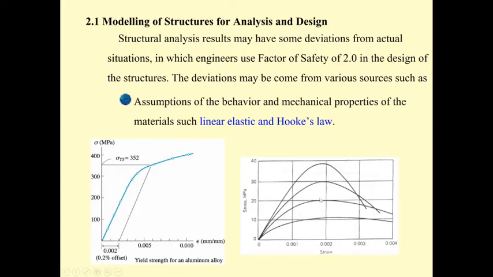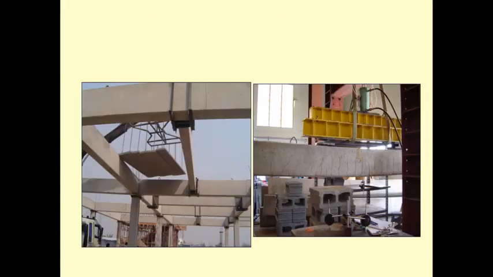The same thing for the concrete. We don't use the ultimate stress of the concrete in the design. We may use only half of that, that is about 20. And you can see from this curve it is linear, right? So the main assumption is that the behavior and mechanical property of the material is linear elastic and follows Hooke's law. That means the stress is proportional to the strain, or the stress equals the modulus of elasticity times the strain.